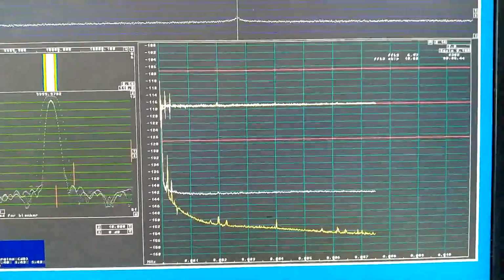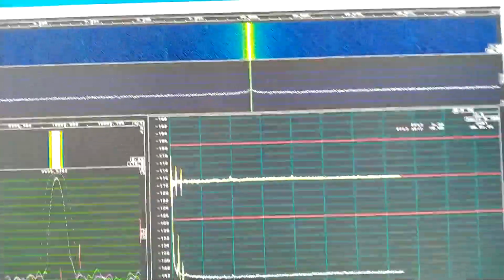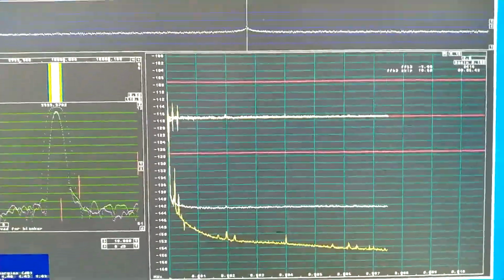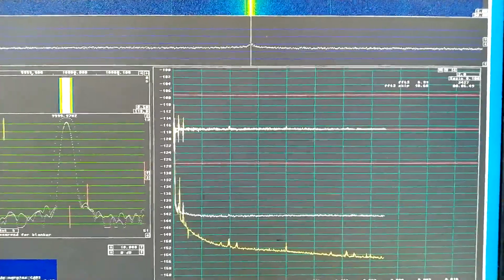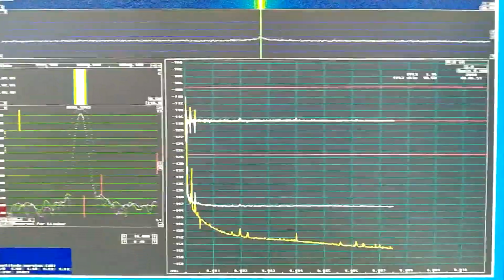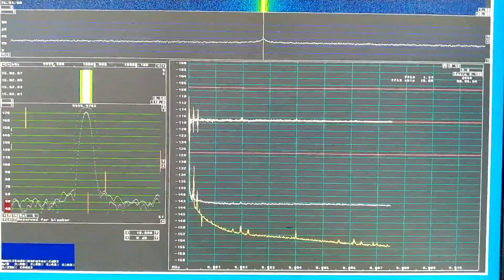Seems a little bit odd. And one interesting thing is the correlation between amplitude modulation and phase modulation has disappeared. They are no longer correlated.